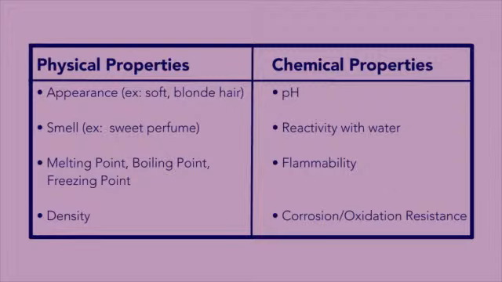When we talk about properties of matter, we're talking about qualities or characteristics that we can use to tell it apart from other types of matter. You can tell Melissa and me apart by our hair color. She's a blonde and I'm a brunette. Appearance or color is considered a physical property. And my hair smells like shampoo, but Melissa's hair smells like pool.